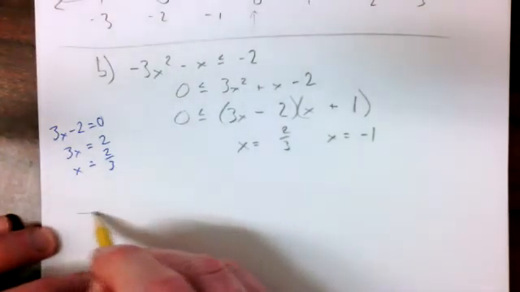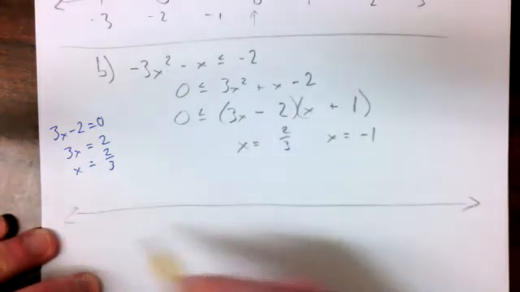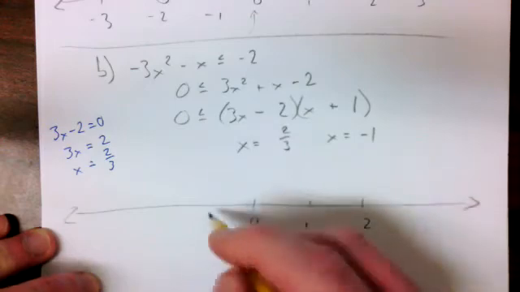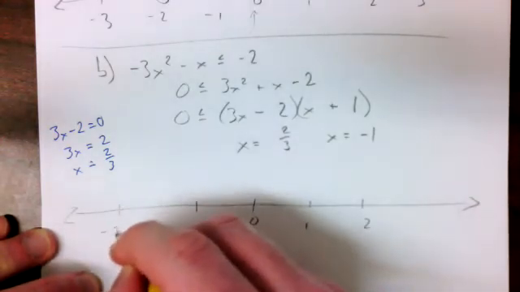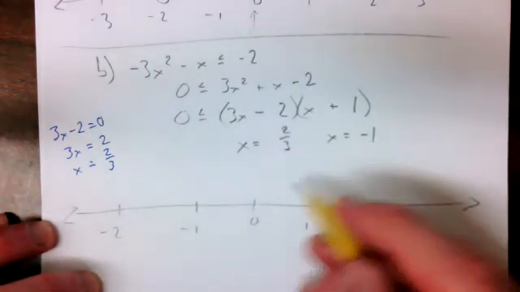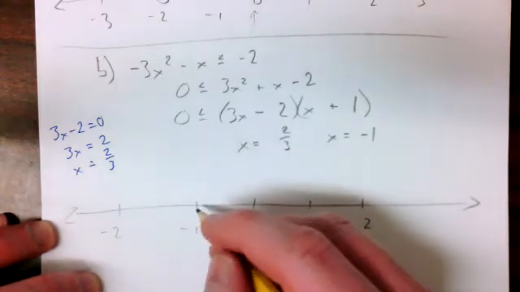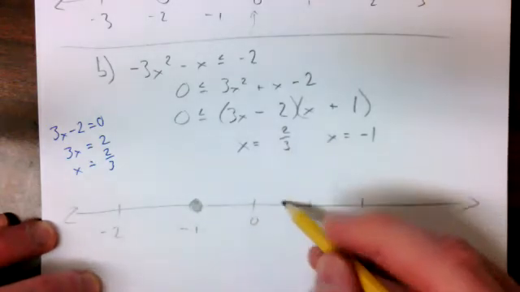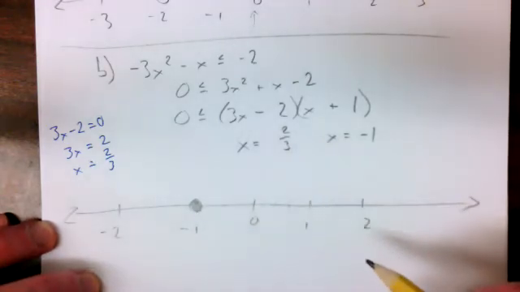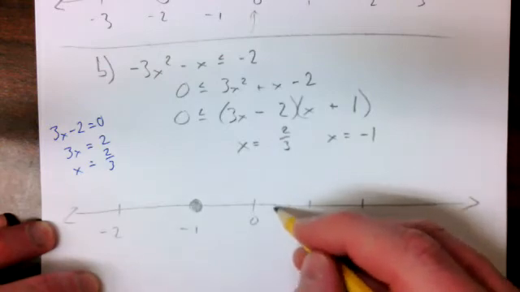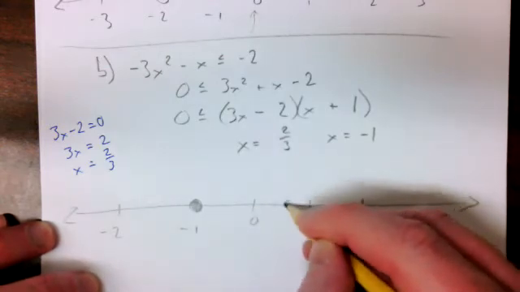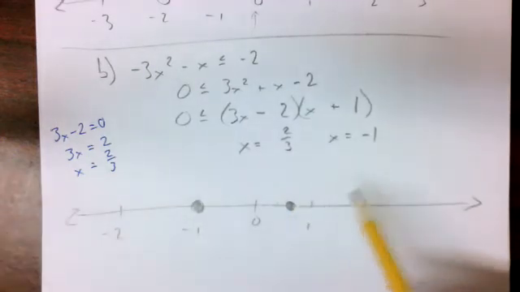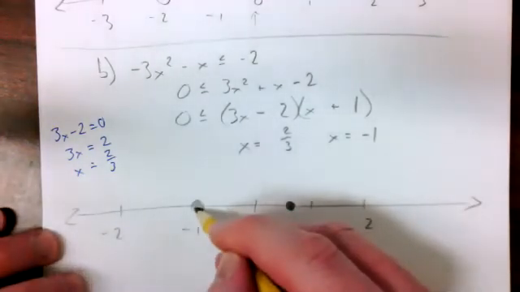So now we do our line. 0, 1, 2, -1, -2. At -1, and this is an equality, so it gets shaded in. And 2/3, kind of divide it roughly into thirds. As long as it's not clearly a half or clearly less than a half or something, don't sweat it. People have asked me, does it have to be perfect? Well, no.